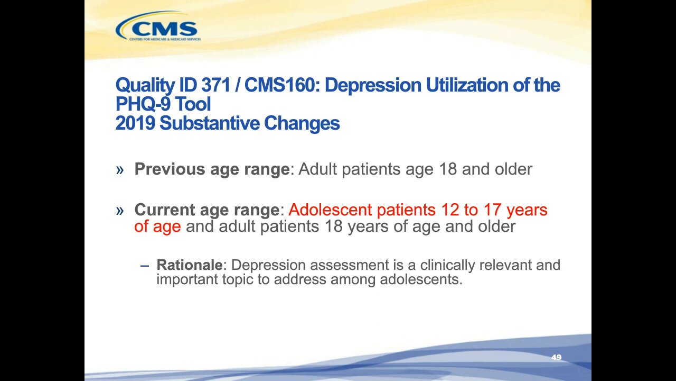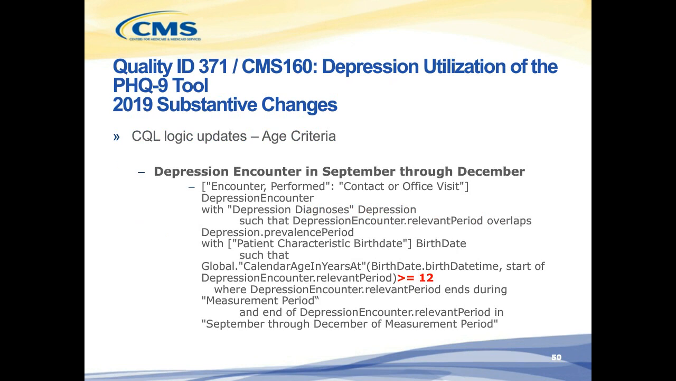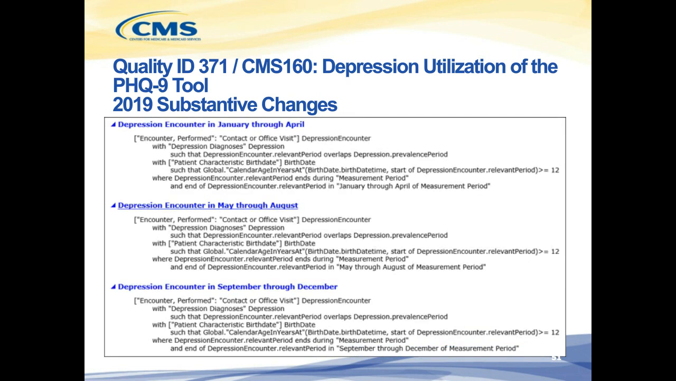Okay, and now the next change is the expanded age range. Just like the other measure, the previous measure looked at adult patients 18 and older, and now has added adolescent patients 12 to 17 years of age, as well as adult patients 18 and older. And again, that's because depression assessments are clinically relevant and important topics to address among adolescents. And just like the last measure, this change is not reflected in value sets, but is reflected in the logic. And you can see that the patient must be greater than or equal to 12 at the time of the depression encounter. And again, these definitions are repeated for each population. And I have an example of that in this slide here. So the age criteria is referenced in the depression encounter for each 4-month period. So you can see one for January through April, May through August, and September through December.